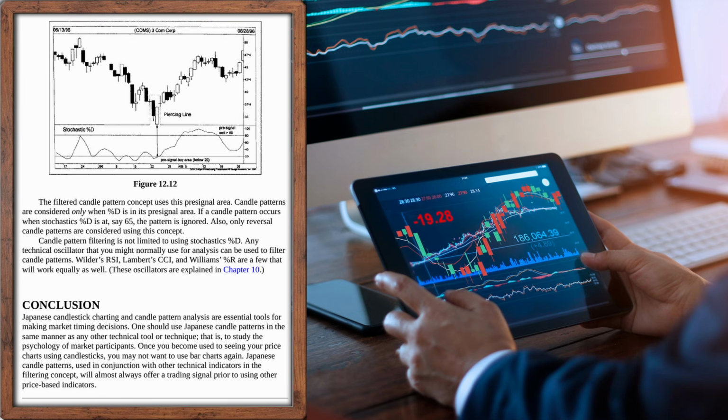Conclusion. Japanese candlestick charting and candle pattern analysis are essential tools for making market timing decisions. One should use Japanese candle patterns in the same manner as any other technical tool or technique. That is, to study the psychology of market participants. Once you become used to seeing your price charts using candlesticks, you may not want to use bar charts again. Japanese candle patterns, used in conjunction with other technical indicators in the filtering concept, will almost always offer a trading signal prior to using other price-based indicators.